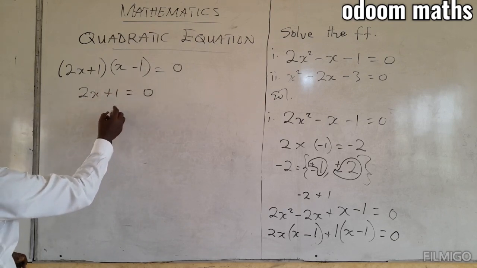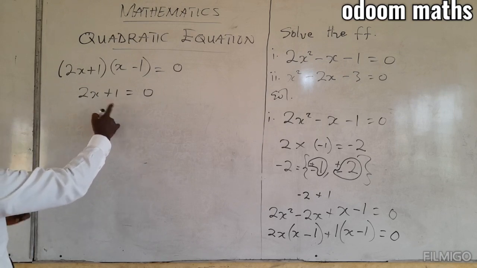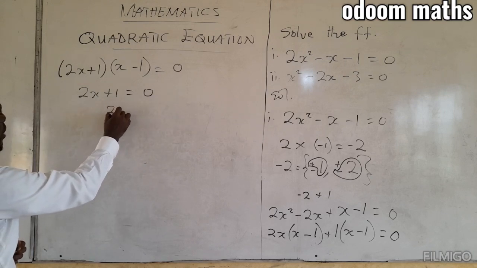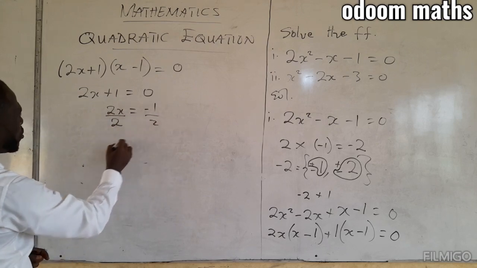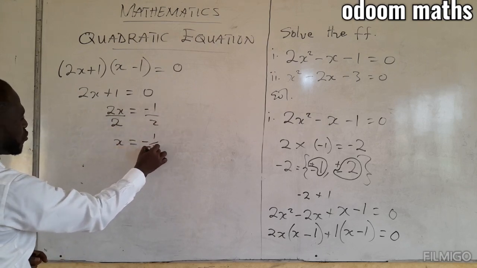Let me move this to the other side. So add the additive inverse of positive 1 to both sides. That is going to give me 2x equals negative 1. Then we divide both sides by 2. So x becomes negative 1 over 2.